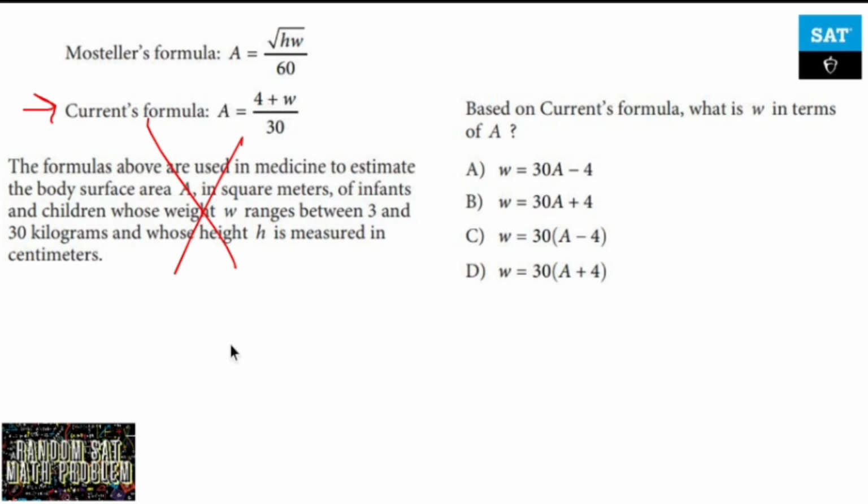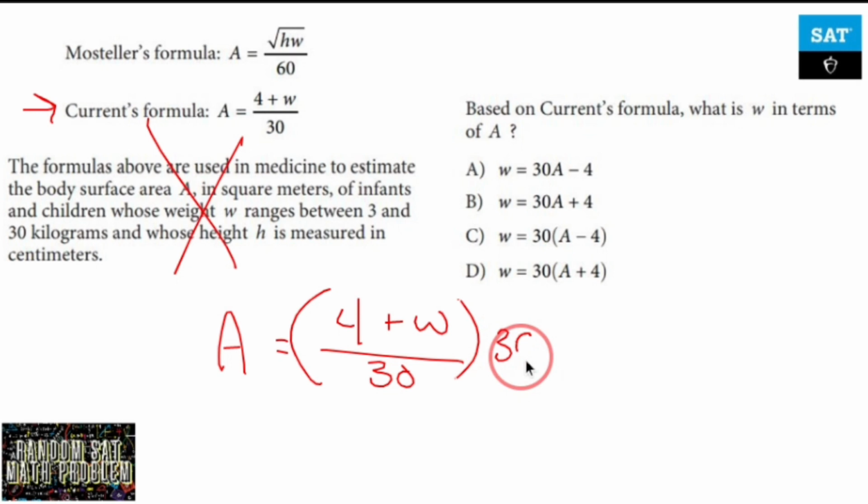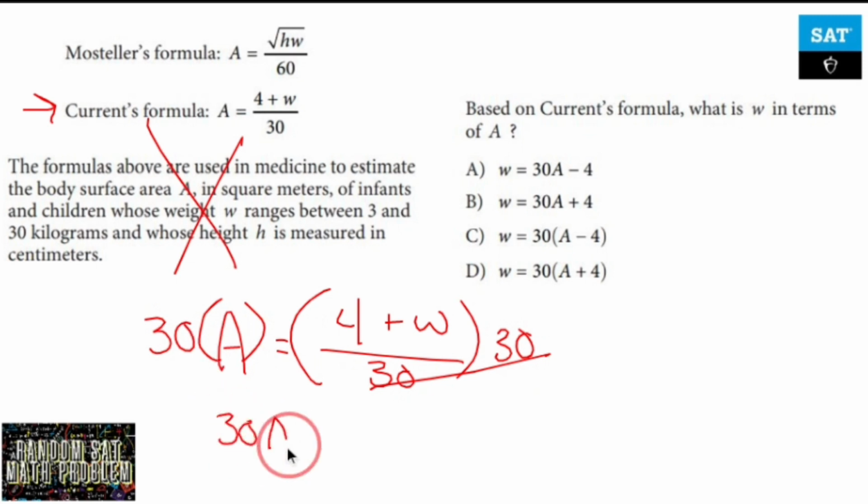So let's rewrite it down here. A equals (4 plus W) over 30. I have to get W all by itself. It's not. So the first thing I'm going to do is multiply both sides by 30. Like that. Okay, these cross out. 30 times A is 30A. So 30A is equal to 4 plus W.